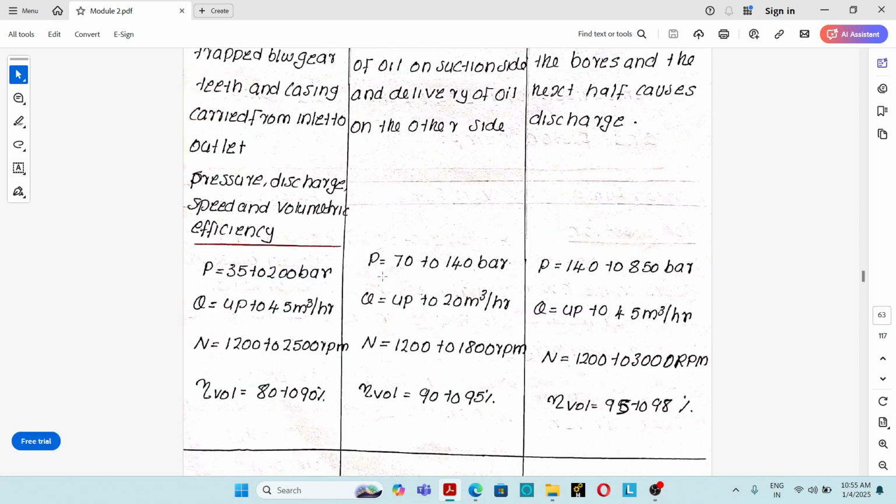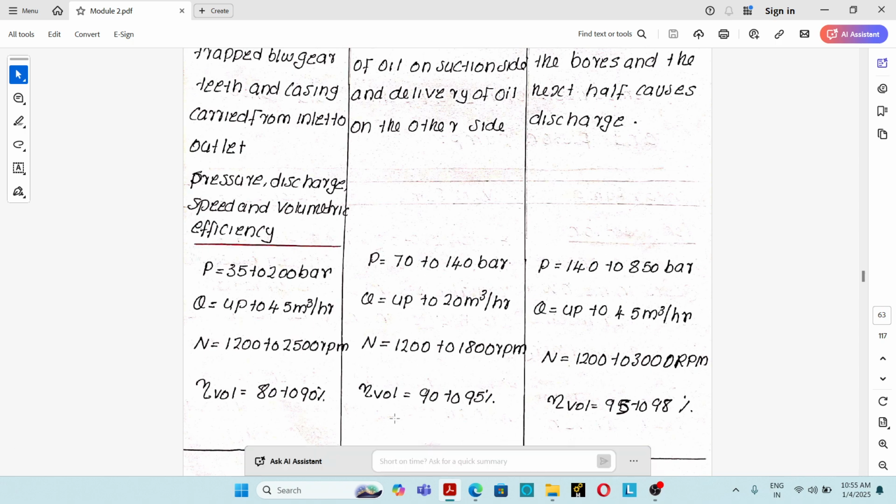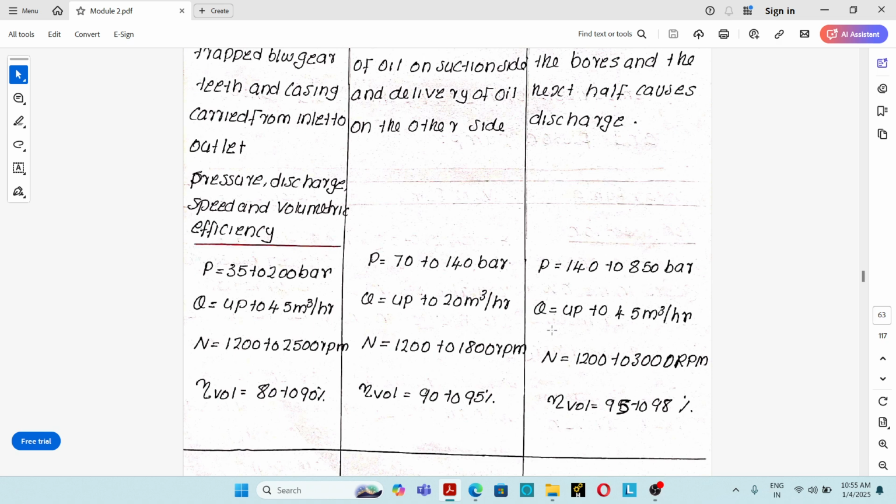In the case of the vane pump, pressure of 70 to 140 bar is developed, discharge up to 20 meter cube per hour, rotation speed is 1200 to 1800 rpm, volumetric efficiency is 90 to 95%. In the case of the piston pump, pressure produced is 140 to 850 bar, discharge is up to 45 meter cube per hour, rotation speed is 1200 to 3000 rpm, volumetric efficiency is 95 to 98%. So for the piston pump the volumetric efficiency is maximum, and for the gear pump the volumetric efficiency is minimum.